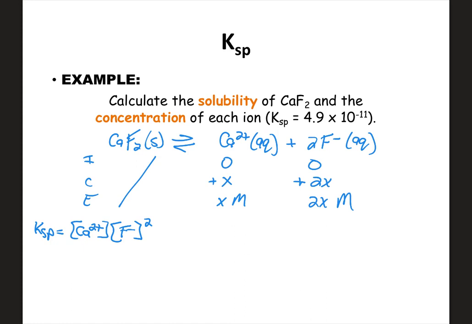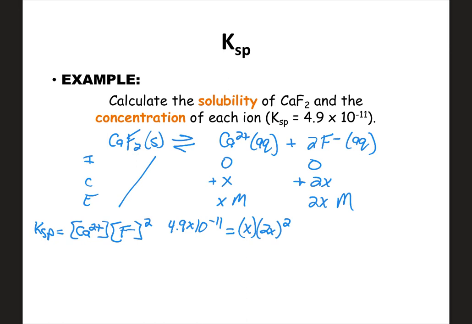So this time we knew the KSP, so that's 4.9 times 10 to the minus 11, and that's going to be equal to the concentration of Ca2+, which we said was X, times the concentration here of the F minus squared. So F minus was 2X, but we have to square it. All right, so now you're just going to need to solve for X here. Again, I would make sure that you can do this math and solve for X.